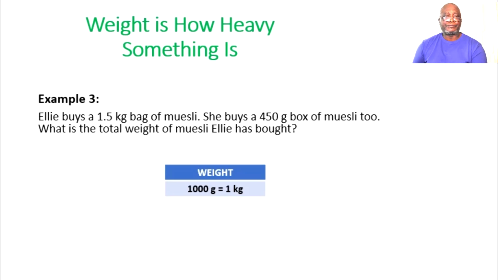Example 3. Ellie buys a 1.5 kilogram bag of muesli. She buys a 450 grams box of muesli too. What is the total weight of muesli Ellie has bought? Now you can see that you have different sizes of muesli with different weight. So to find the total of these, what do we have to do? And then you're given information here that 1,000 grams is equal to 1 kilogram. Let's see how this is solved.